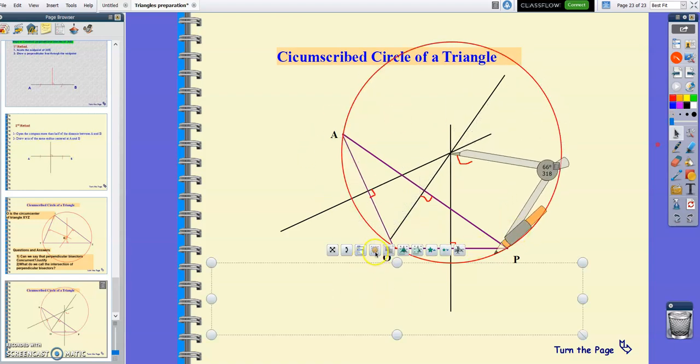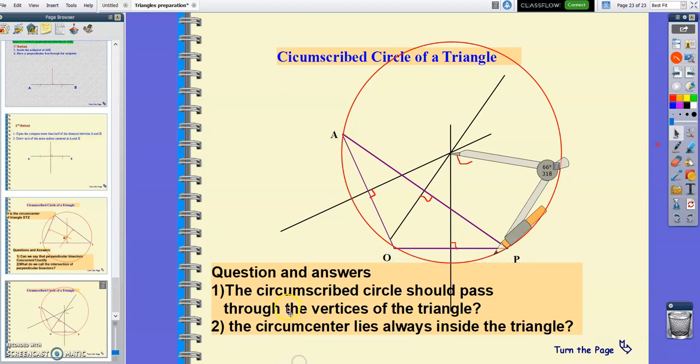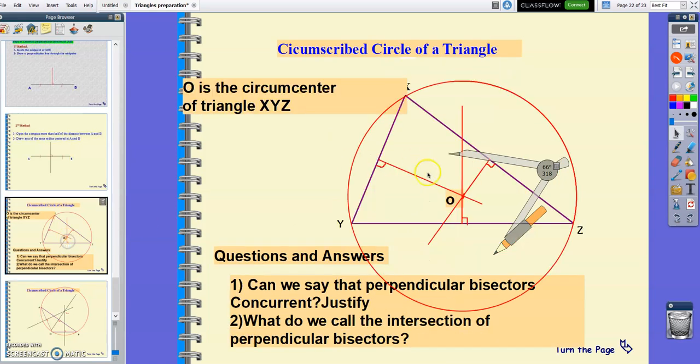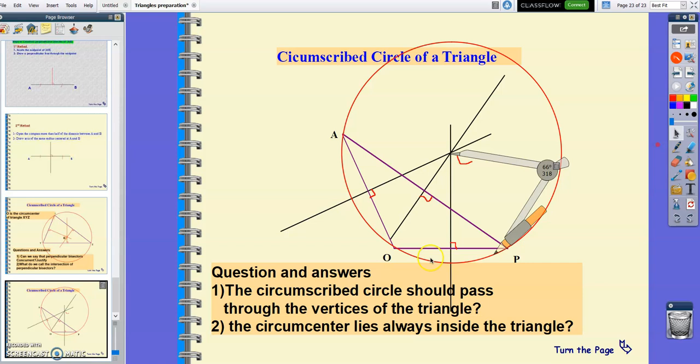Let's answer some questions. The circumscribed circle should pass through the vertices of the triangle. Yes, it's true. The circumcenter always lies inside the triangle. If you look here, the circumcenter is outside the triangle. In the previous triangle, it is inside. So that depends on the nature of the triangle, if it is acute, obtuse, or right. We'll talk about that later. So the circumcenter does not always lie inside the triangle.